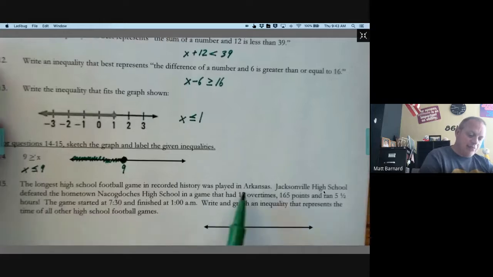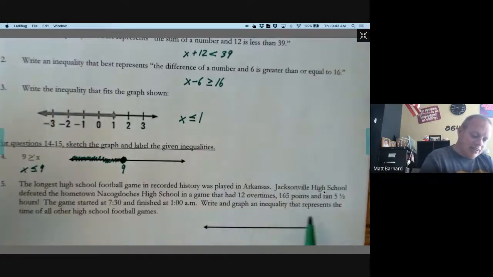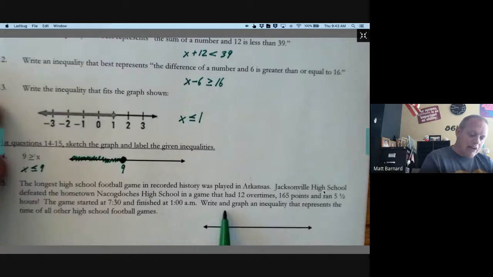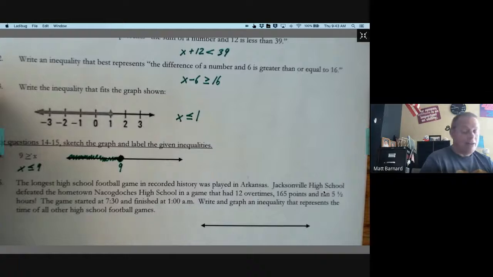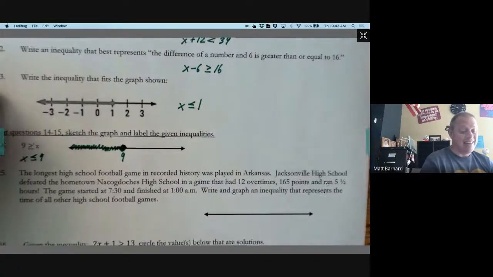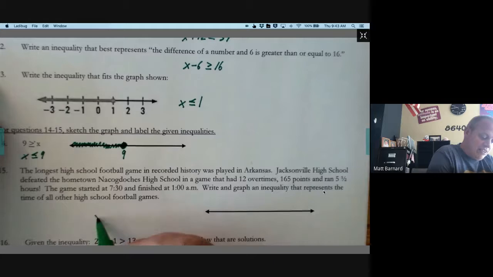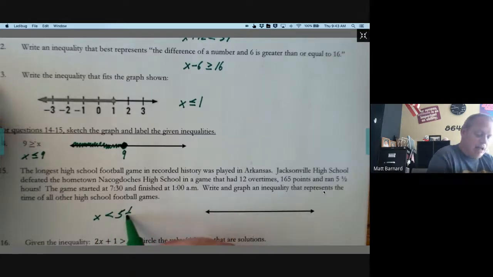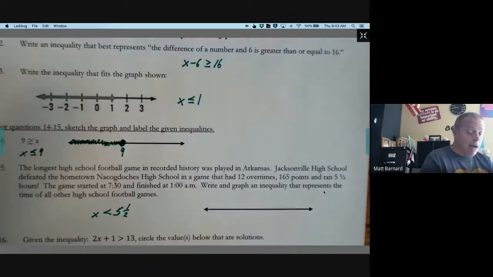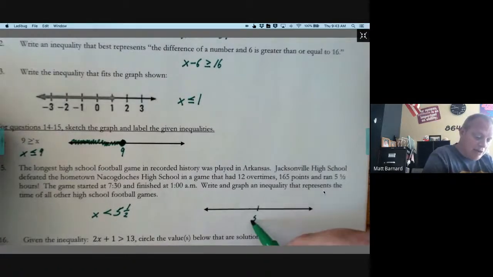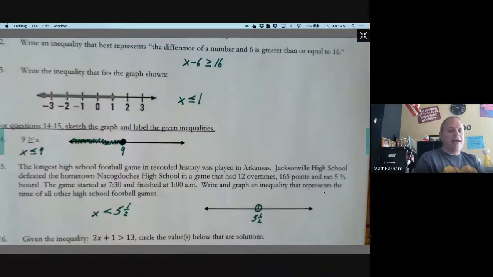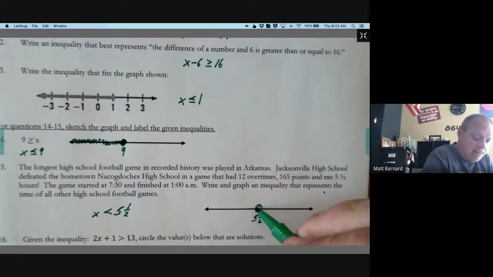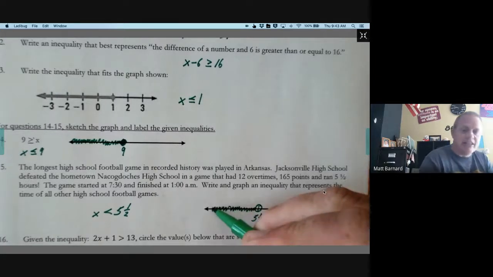15, we've got this football game, longest game, 5.5 hours. Write and graph an inequality that represents the time of all other high school football games. Well, if that's the record, everything else was less than that. So we could say x is less than 5.5 hours. In this case, we're going to put 5.5 right here. We're going to put an open circle, which means that all the other games are not equal to 5.5, because if that's the record, they're all less than that. Little squiggle action. There we go.